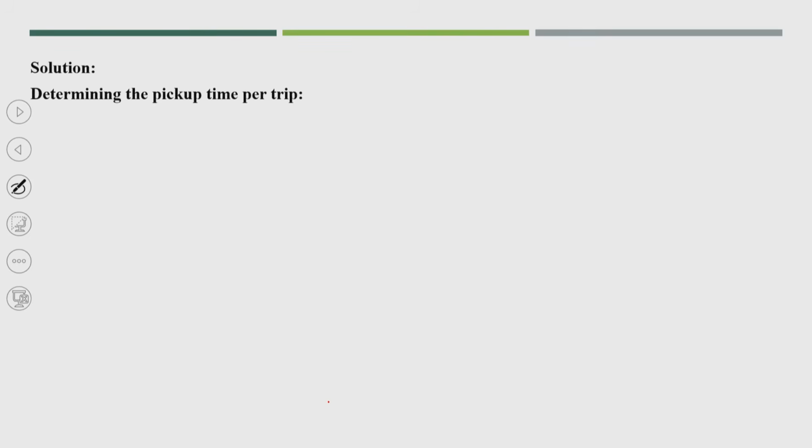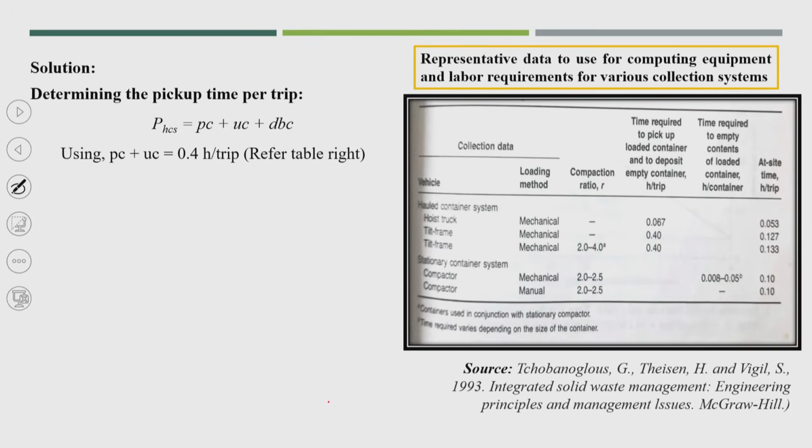So, we will go for the solution. First, we will determine the pickup time per trip, that is PHCS. PHCS is equal to PC plus UC plus DBC. Here the DBC value is given, but PC and UC are not given. These PC and UC values will be referred from a table given in one book. I think you try to find the source. This is a very good book, and some of the notes I also took from this book. This is a very good book for reading purposes.